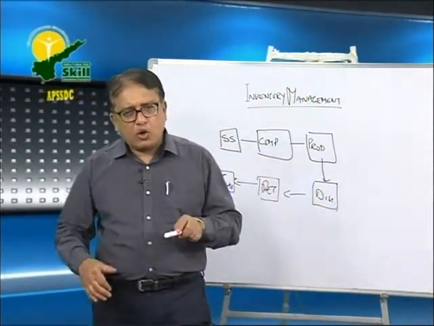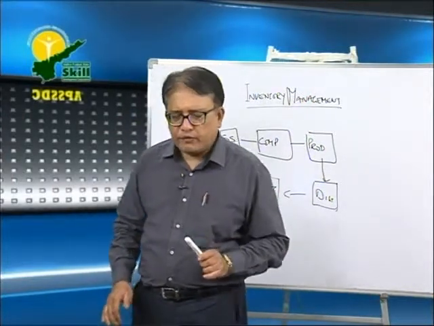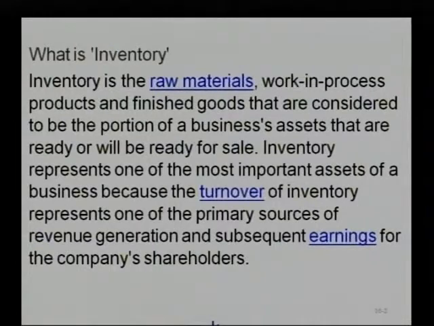So let us go back to the slide and read it once again carefully and see what inventory is all about. We will spend some time in actually defining the inventory. It is raw material, work in process products, or finished goods, and the finished goods are a part of the company assets. Any direct or indirect materials that are required.